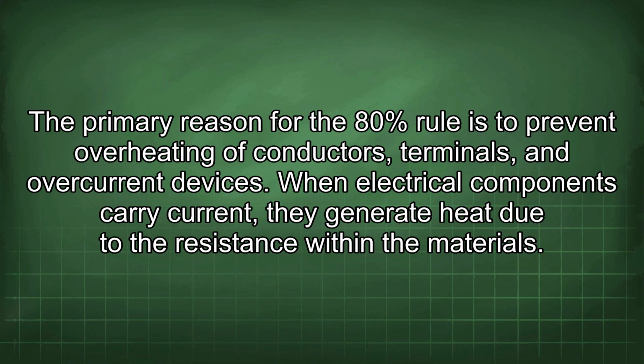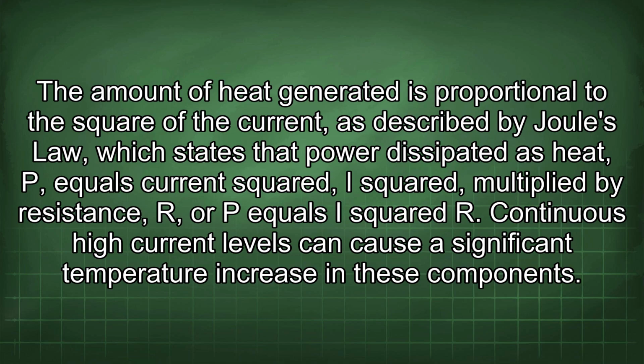When electrical components carry current, they generate heat due to the resistance within the materials. The amount of heat generated is proportional to the square of the current, as described by Joule's law, which states that power dissipated as heat, P, equals current squared, I squared, multiplied by resistance, R, or P = I²R. Continuous high current levels can cause a significant temperature increase in these components.